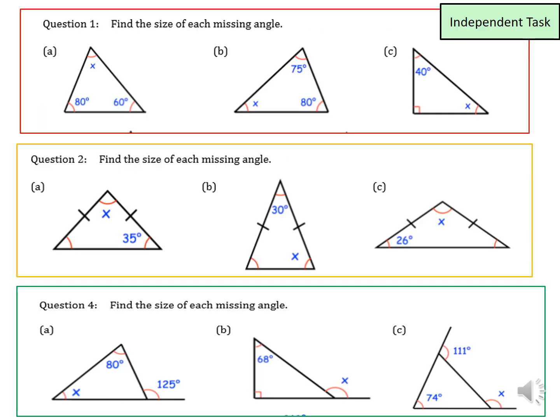Now, for your main task, I want you guys to pick 2 from red. I want you guys to try all 3 from orange and all 3 from green. You are going to draw the triangles with a pencil and a ruler. Work out and give your final answer as x equals, and take a picture of that, upload it to class charts, and that would complete your learning for today's lesson.